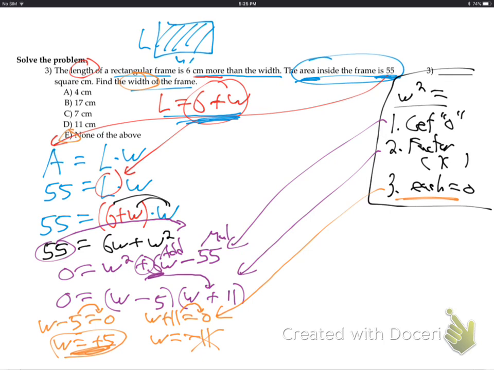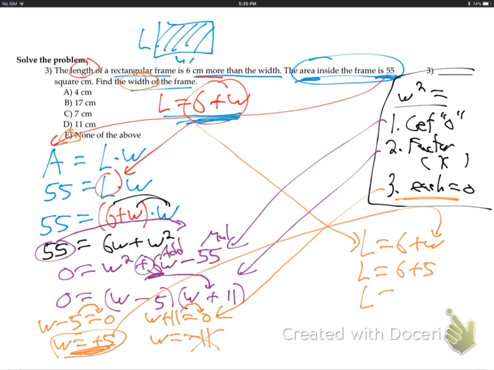What if we did need the length? What if they did ask me for the length? I could take this formula here that we have, length is 6 plus w, and I could plug the 5 in right there for w, and the length would be 11 if needed. By the way, notice it's the opposite of the answer we threw away. That almost always happens. Not always. You can't always count on it, but usually.